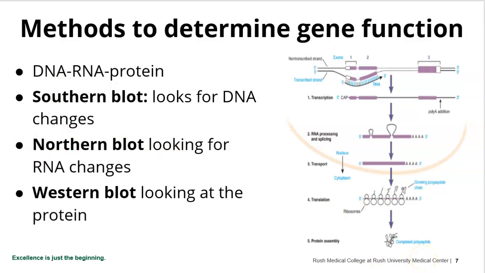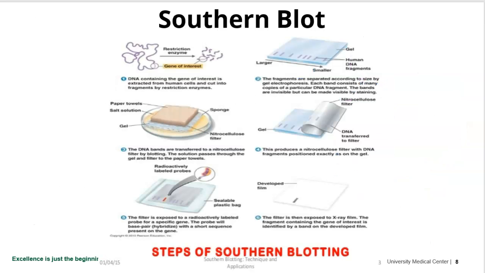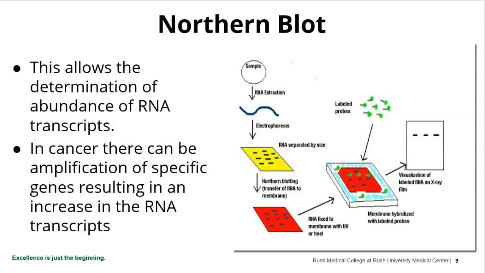We don't use these blots as much as we used to because they're expensive and time-consuming, and we have better methods. I'm just going over this, so you may not want to spend a lot of time remembering it. You cut your DNA with restriction enzymes, you separate them by size using an agarose gel, and then you transfer them onto a filter paper. We used to use radioactive tags. We now use fluorescent tags to figure out where it migrated to.